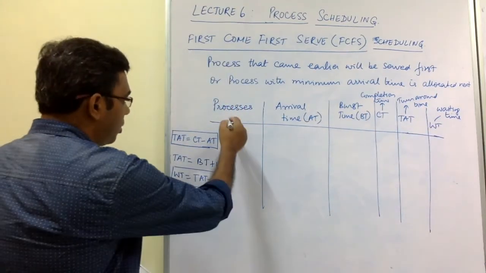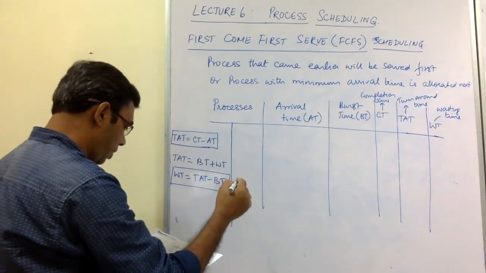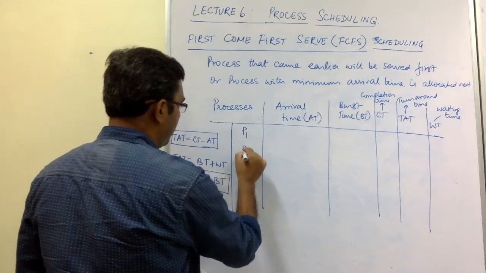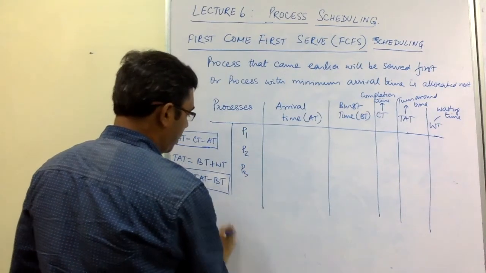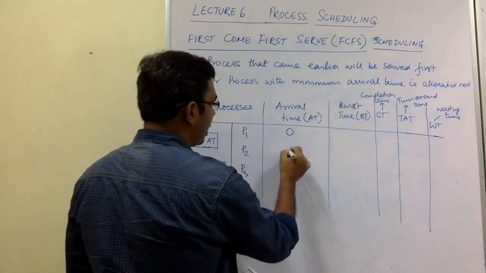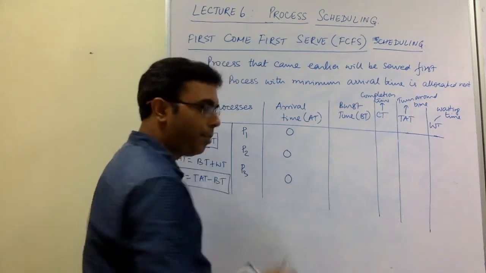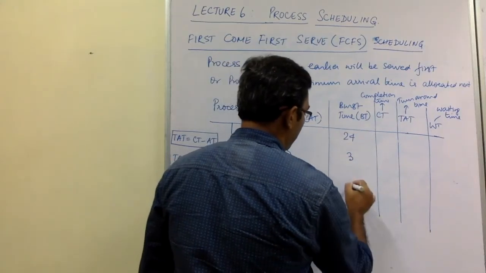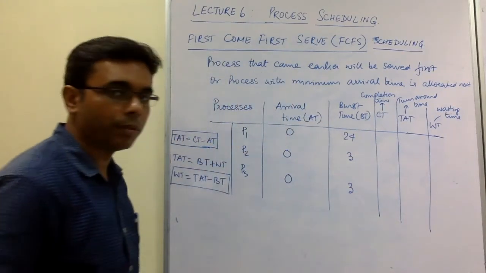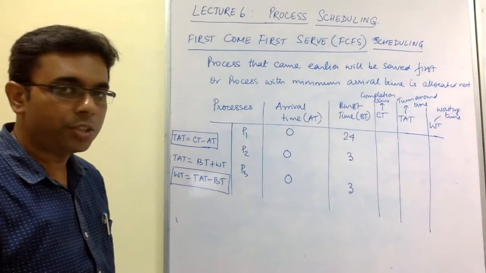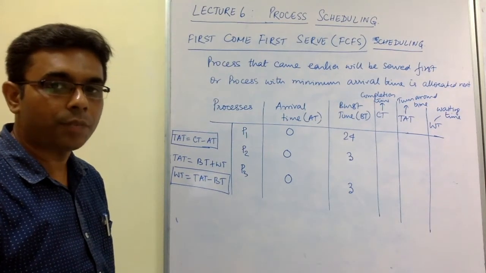Let us take an example where you have some processes given to me, say P1, P2 and P3, and I have their arrival times, all are 0. That means all arrive at the same time, and their burst times are 24, 3, 3. Now, let us try to schedule these 3 processes according to first come first serve.